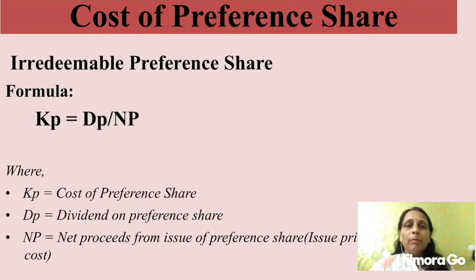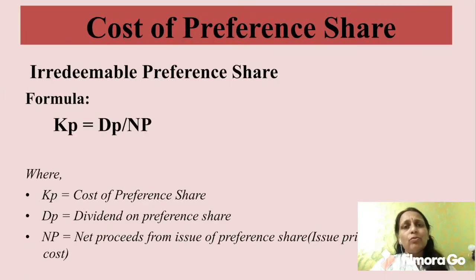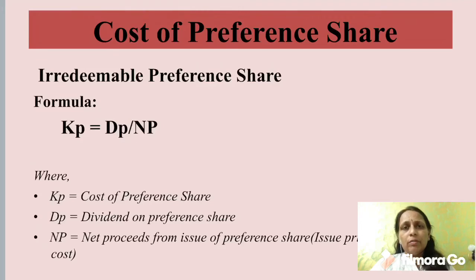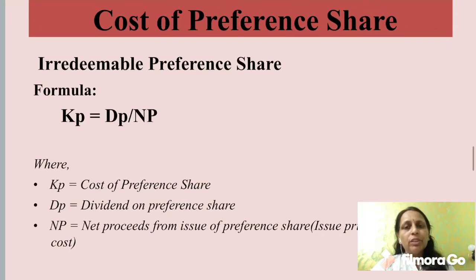In case of irredeemable preference shares, the company has no planning to redeem this preference share in the course of the firm. So, the formula will be: KP, denoted as the cost of preference shares, is equal to dividend on preference share, which I write as DP, over net proceed. DP here is the dividend on preference shares, and net proceed is the amount which a firm gets in hand per preference share at the time of issuance.